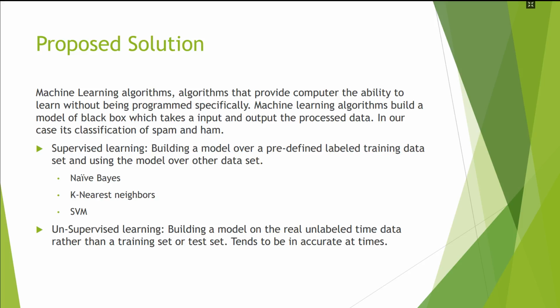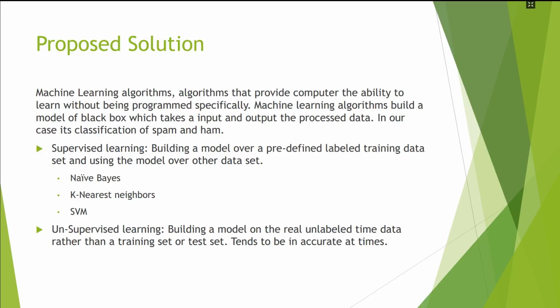So for this, we propose a solution using machine learning. Machine learning algorithms are algorithms that provide the computer with the ability to learn without being given specific instructions. They keep building on each of the data sets. With the data, it will keep on building and processing. It will build its own traits, like labeling specific traited mails as spam and specific traited mails as ham.